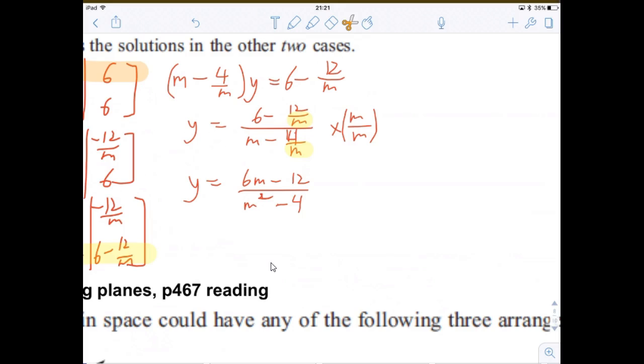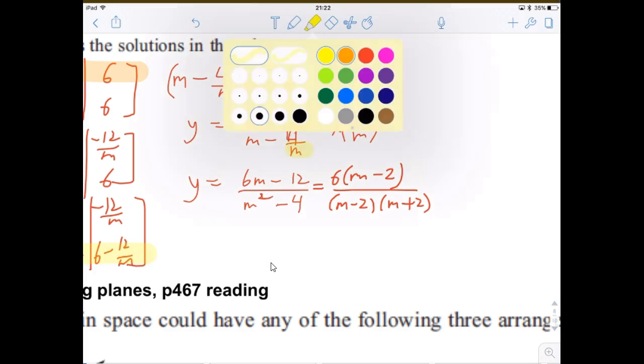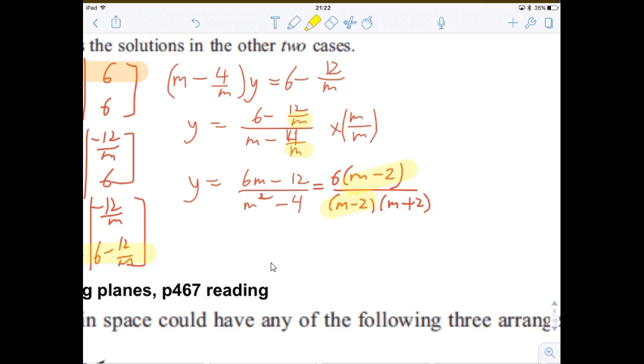Okay, one more thing. We can factor this, right? So let's factor it. Why are we going to factor it? Well, factoring sometimes allows you to cancel out things from the top and bottom. So we can factor out 6 from each of those terms. From the bottom, did you know that m squared minus 4 is actually equal to m minus 2 times m plus 2? This is really good to know for the SAT. Now we could say, oh, look, these two cancel out. So I'm left with something much simpler, which is 6 over m plus 2.